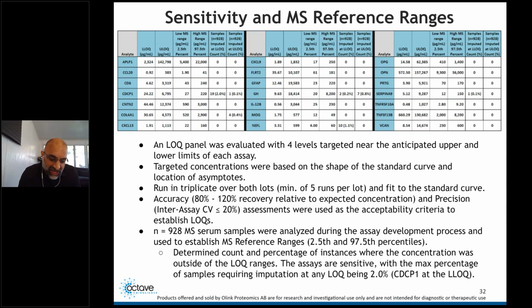And so what I mean by imputation is if we run a sample and we determine that it is either below the LLOQ or above the upper limit, we then impute to that established lower or upper limit, and we use that value as the value that is inputted into our algorithms.